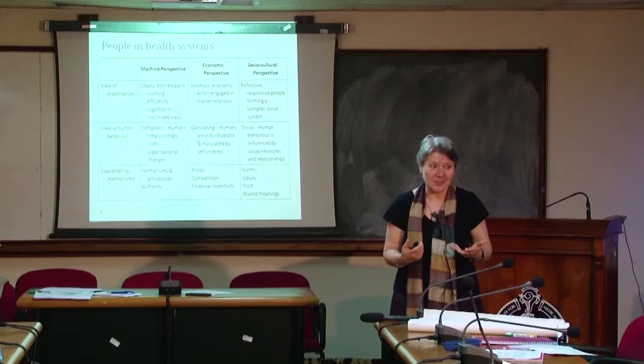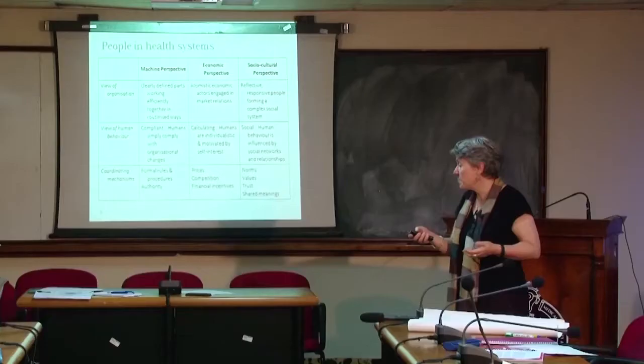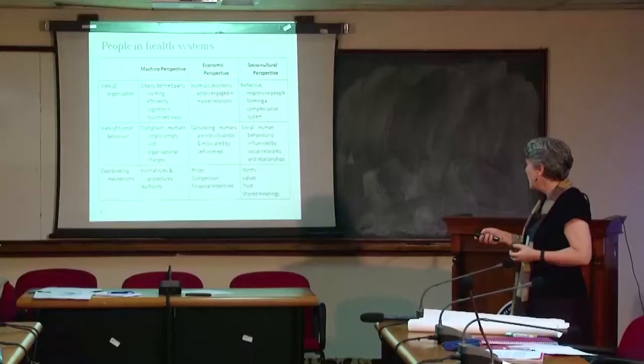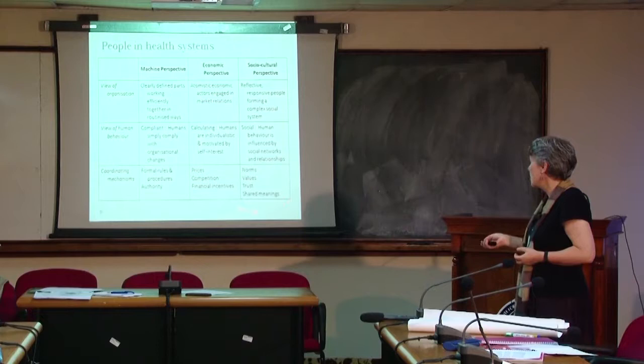Okay. So we're socio-cultural beings. We're influenced by the social norms around us, and we'll do what's regarded as socially acceptable. So human behavior is influenced not by what me as an individual, divorced from everyone else, thinks. It's influenced by social networks and relationships. So norms, values, trust, and shared meanings is what drives behavior.